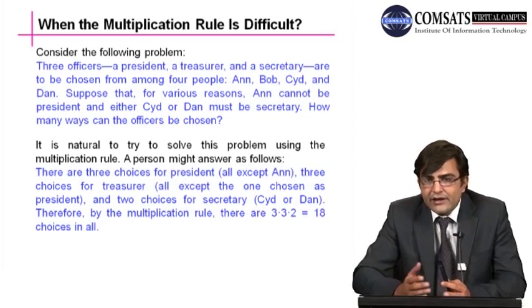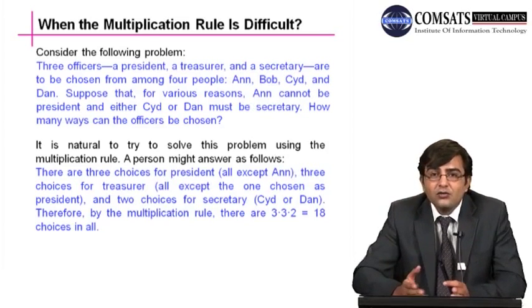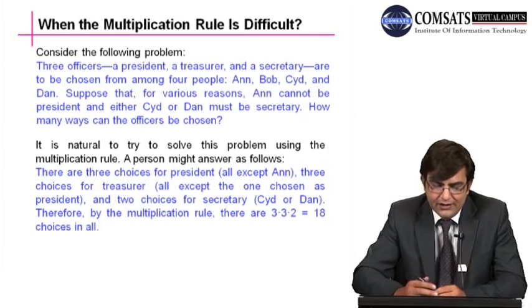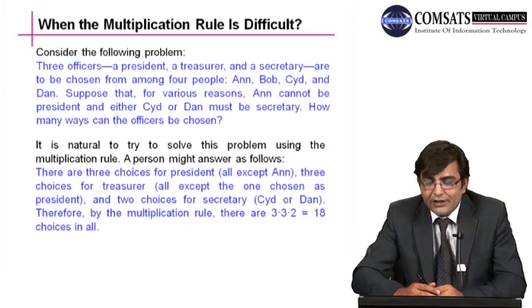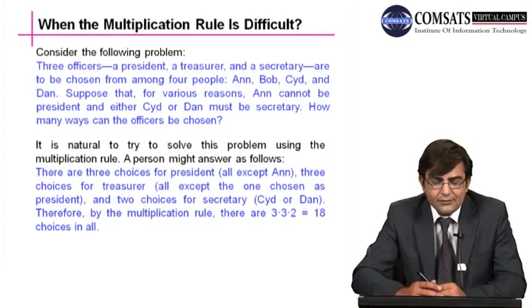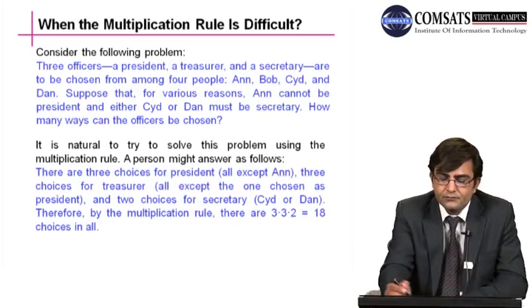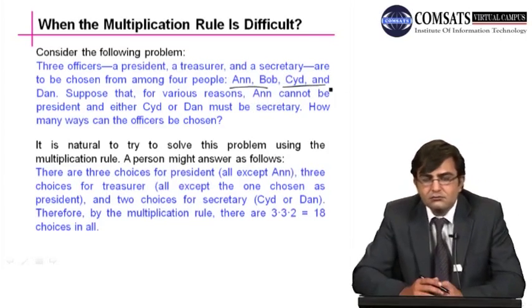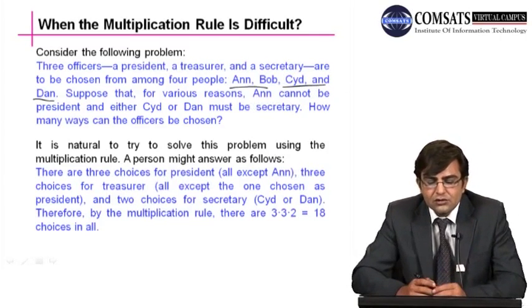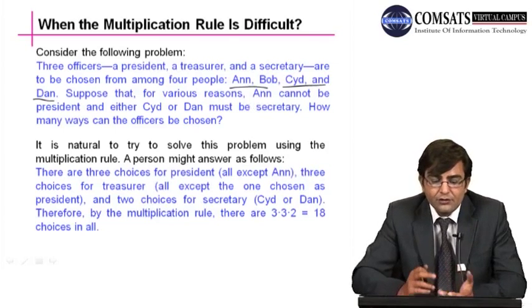A president, a treasurer, which basically deals with the accounts of the office, and a secretary, which deals with academic routines, to manage the files of the president or director. So we have to choose these 3 officers: president, treasurer, and secretary from 4 people. The people are Anne, Bob, Sid, and Dan. So there are 4 people, and we have to choose 3 among these 4. We have to give the posts of president, treasurer, and secretary to these 3 people.